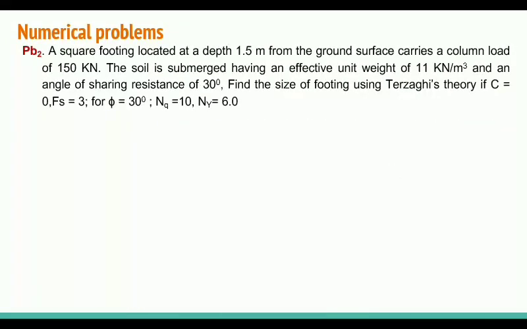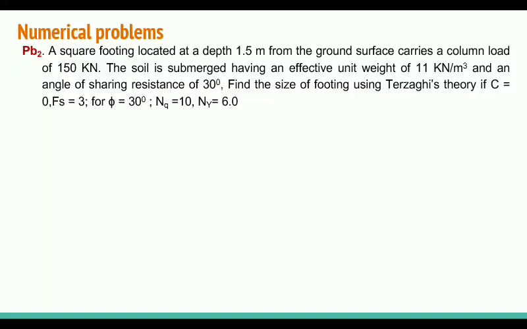Next question, we have a square footing located at a depth of 1.5 meter below the ground surface that carries a column load of 150 kilonewton. The soil is submerged, having a unit weight of 11 kN per meter cube and an angle of shearing resistance of 30 degree. Find the size of the footing using the Terzaghi theory.